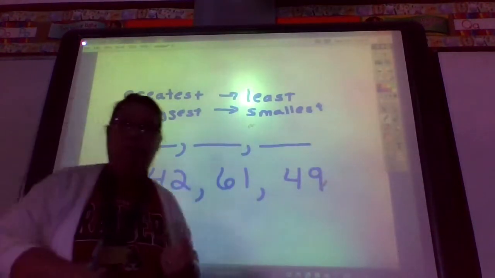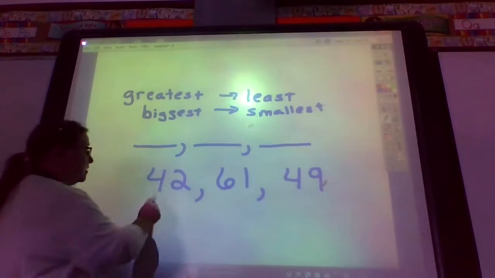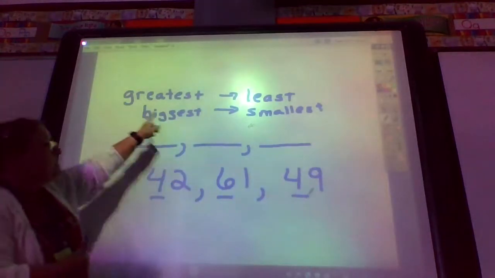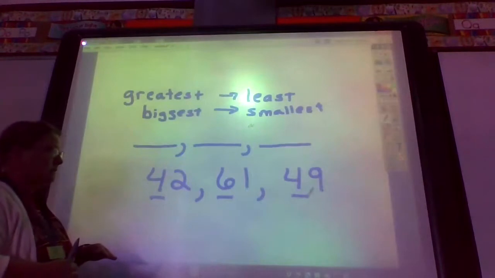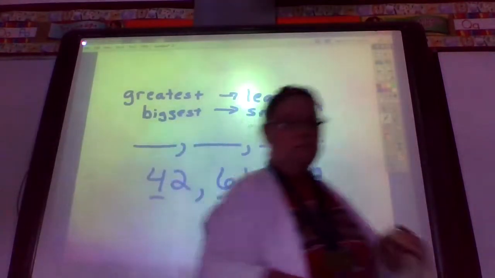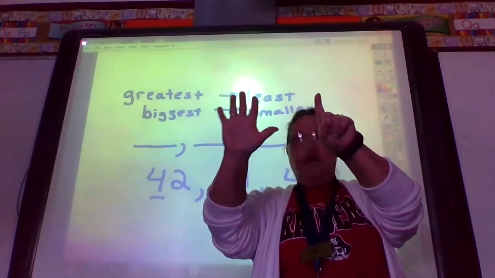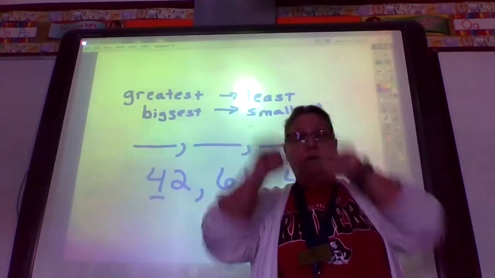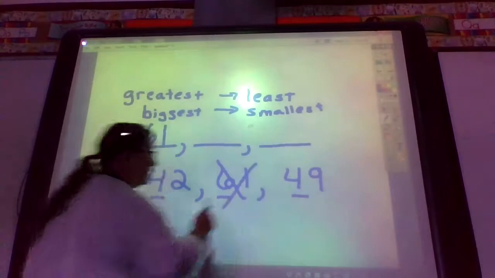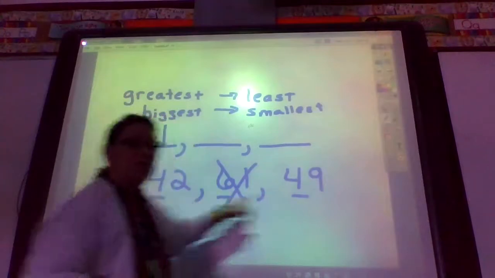Just like ABC order, sometimes we have words with the same letter that they begin with. Okay? Well, let's look. A 4, a 6, and a 4. I'm still working from greatest to least, or biggest to smallest. Which is my greatest number? 4, 6, or 4? Well, here's 4. Here's 6. I have more fingers up with 6 than I do 4, right? So 61 would be my biggest number. I've used it. Now I have 42 and I have 49.